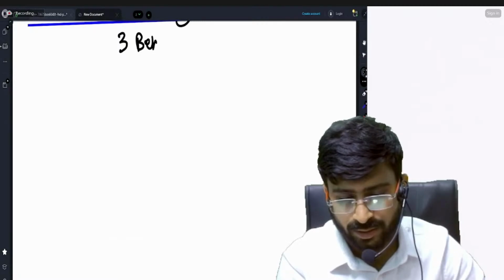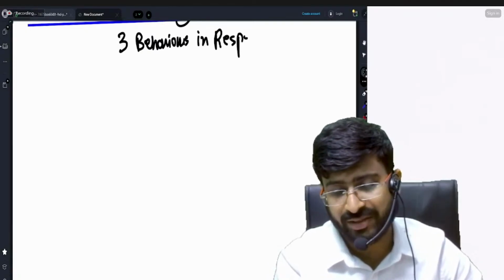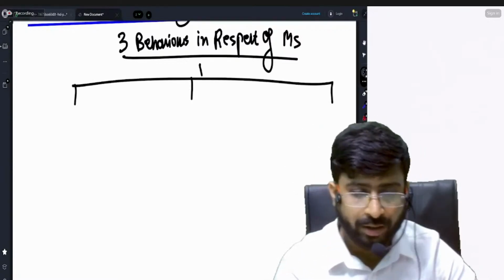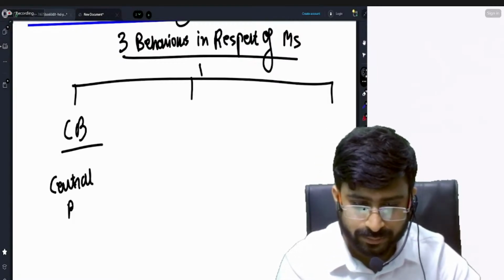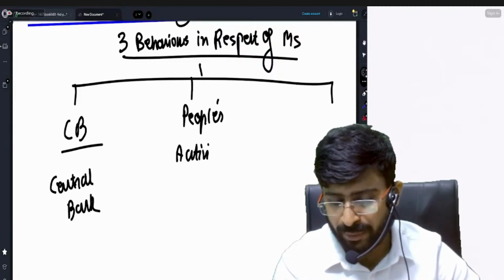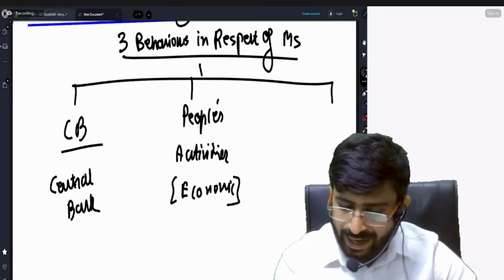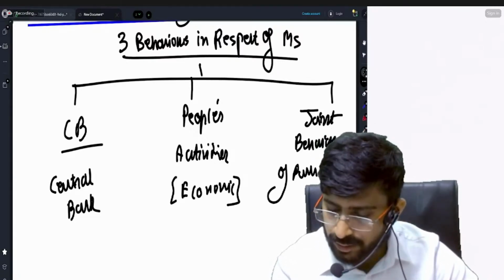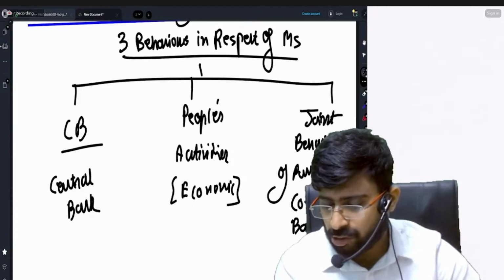Three behaviors in respect of money supply are seen. Number one is the behavior of the central bank. Number two, people's economic activities. And finally, the joint behavior of the public, the commercial banks, and RBI. So I'll repeat.